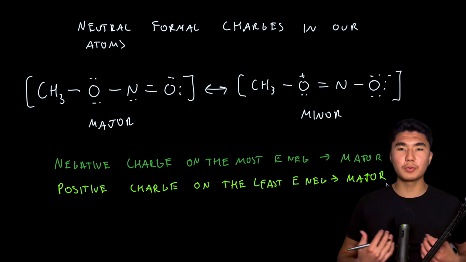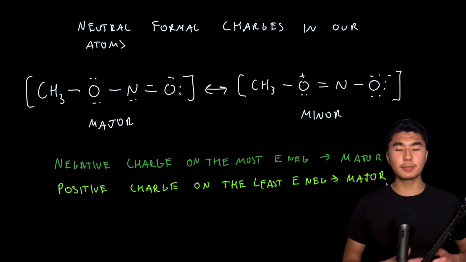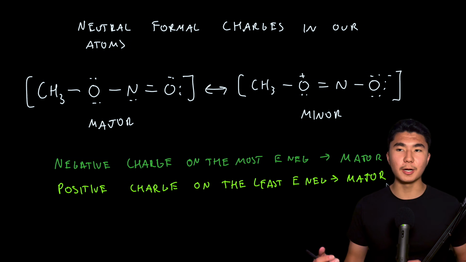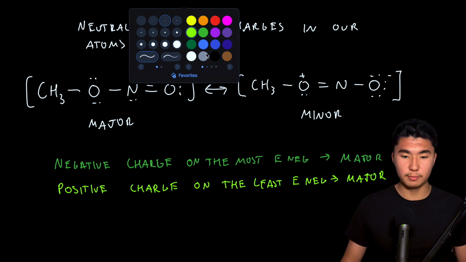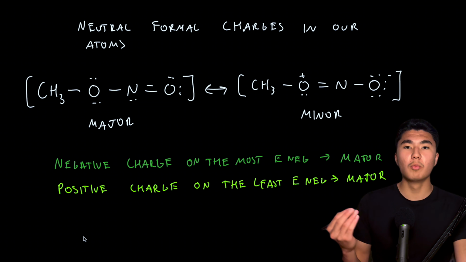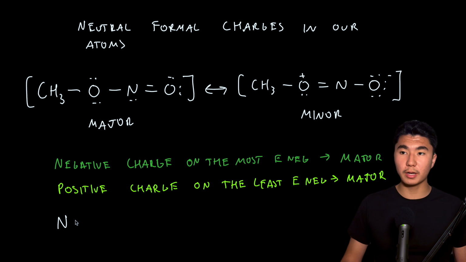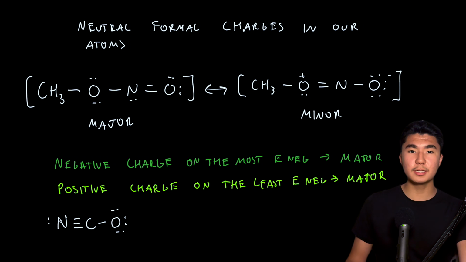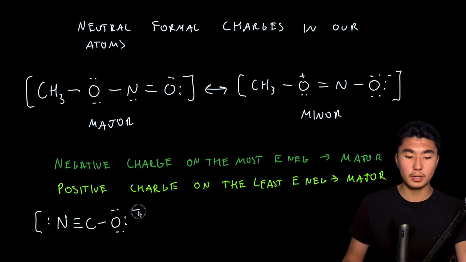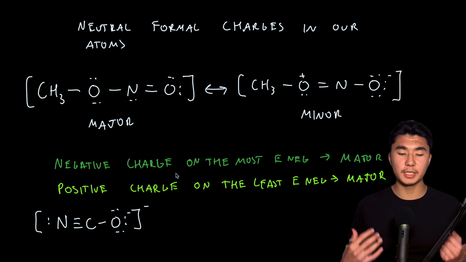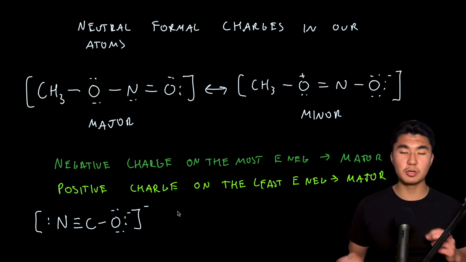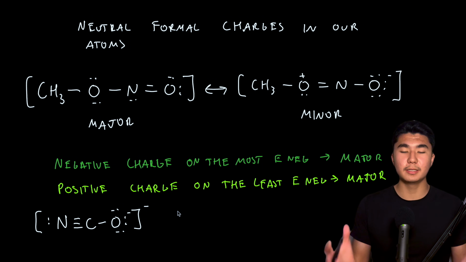So the opposite of that would be our minor contributor, because if we know our major, then we obviously know our minor. So an example of this would be cyanide. So what is the Lewis structure of cyanide? Well, we're going to have a nitrogen, and we're going to have a triple bond with a carbon, and we're going to have this oxygen over here. And here is one of our resonance structures for cyanide. And over here, this oxygen is going to be negative, so our overall charge is going to be negative. So cyanide is going to have a negative charge.